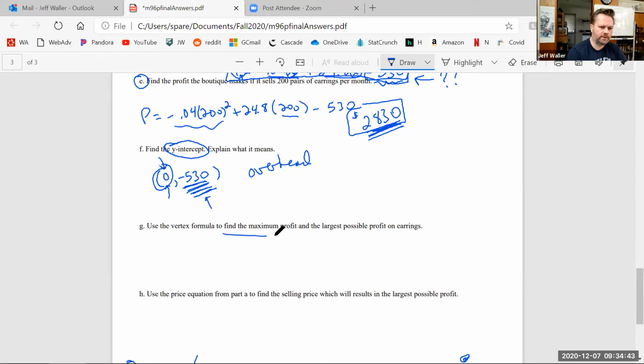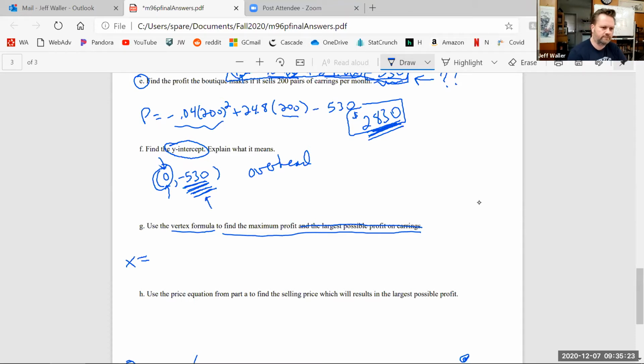I think the book influenced my ability to type in English. I have no idea why I said this like this. Use the vertex formula to find the maximum profit. And that's all I had to say. I don't know why I wanted to say it in 2 different ways. So I did. They both mean the same thing. What is the vertex formula?